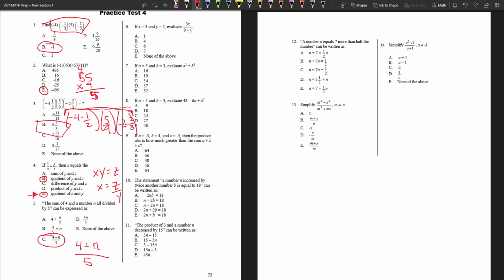Okay. Number 6, if x is equal to 8 and y is equal to 5, evaluate 3x divided by 9 minus y. What'd you get? You got C. Are we in agreement? All right, so let's check it just to make sure. So 3 times 8, that's 24. 9 minus 5, that's 4. So you get 6. Great.